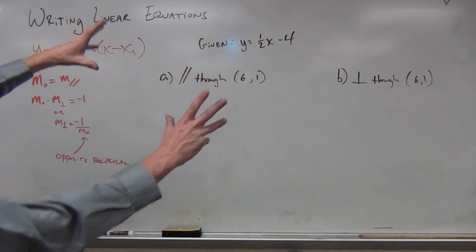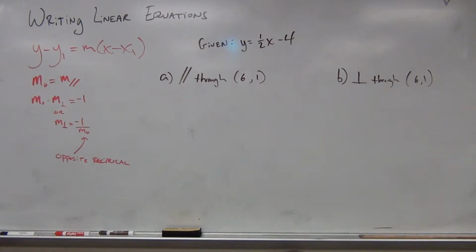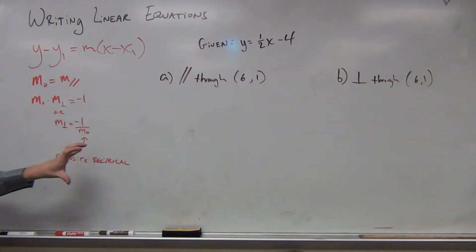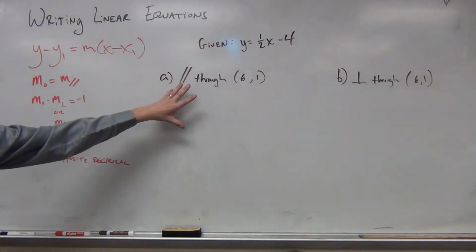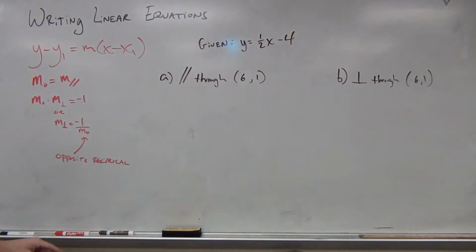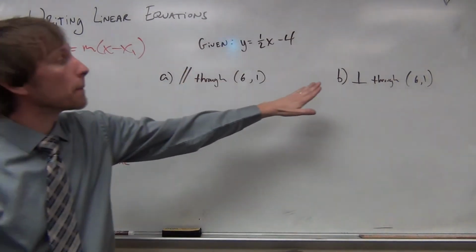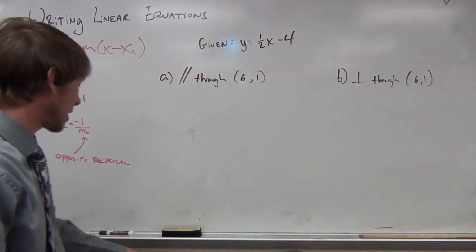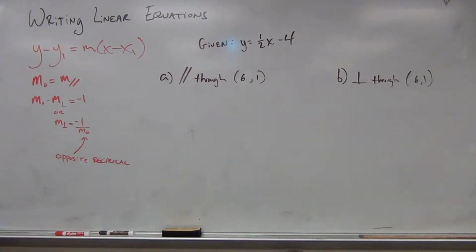So given this line, y equals 1/2 x minus 4, we can, using this information, determine the equation of the line that is parallel to this one, but passes through this point, and the equation of the line that is perpendicular to the original and passes through that same point, 6, -1. So let's do that real quick.